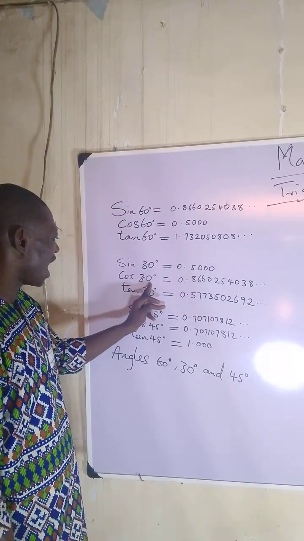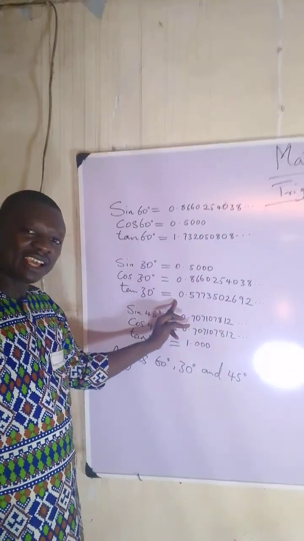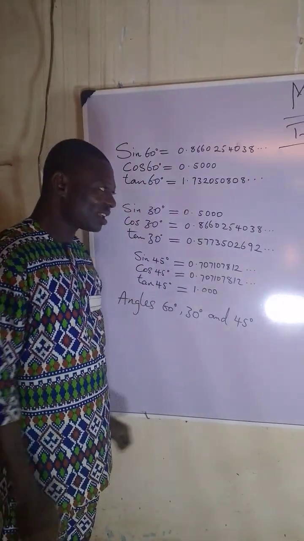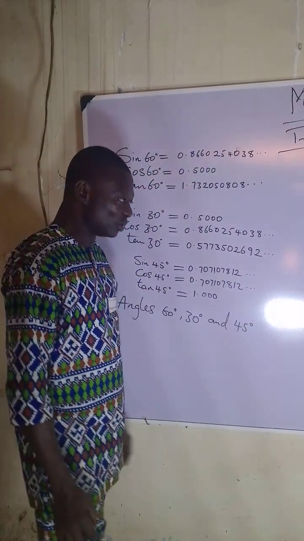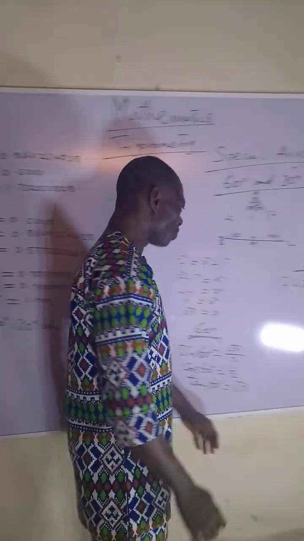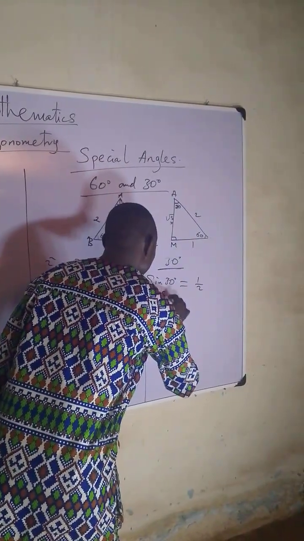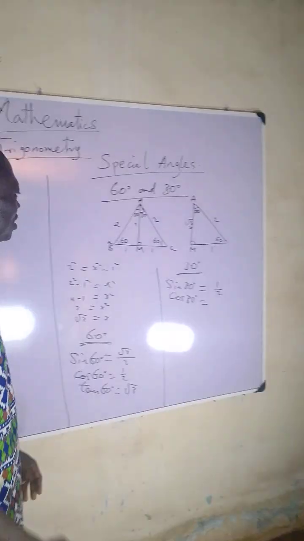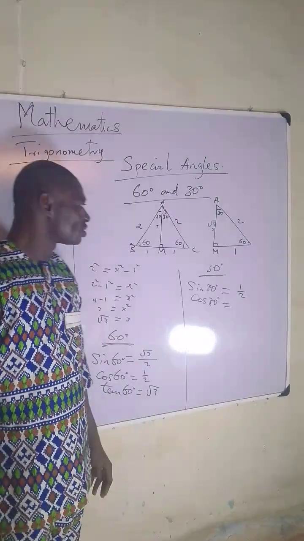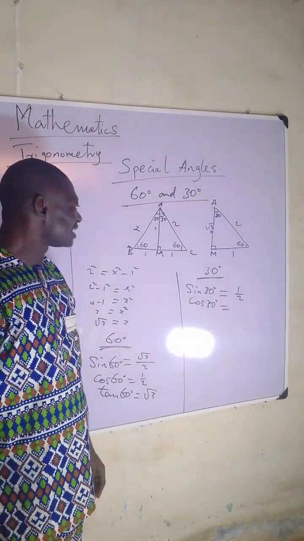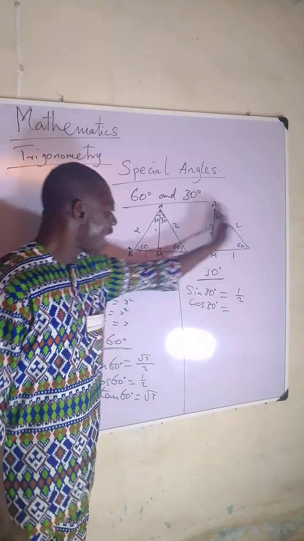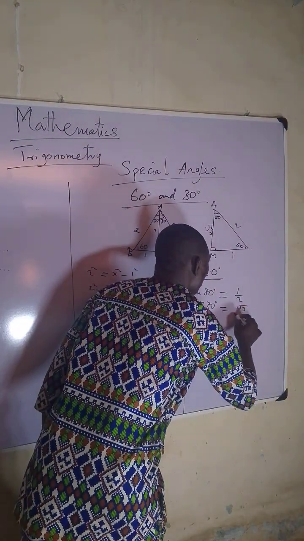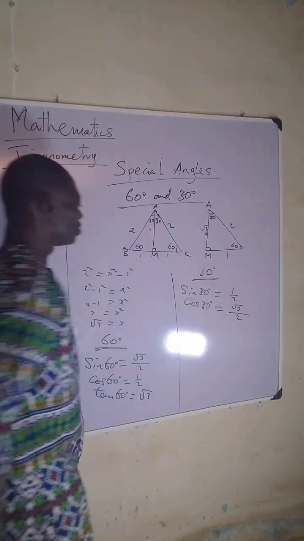But what of the cosine? What of the tangent? It's because of those ones that we must find a way to use them without approximation. So what do we get here? Cosine of 30 degrees now. Cosine of 30 degrees is going to give us adjacent over hypotenuse. Adjacent over hypotenuse will be root 3 over 2.